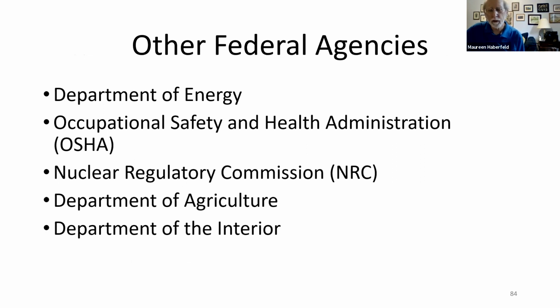There are other federal agencies that regulate the environment to some degree. We have the Department of Energy, OSHA, the Nuclear Regulatory Commission, Department of Agriculture, and the Department of the Interior, to name the most notable ones. The Department of Interior includes the United States Geologic Survey, the National Park Service, and they regulate offshore leasing of oil and gas in property in federal waters.